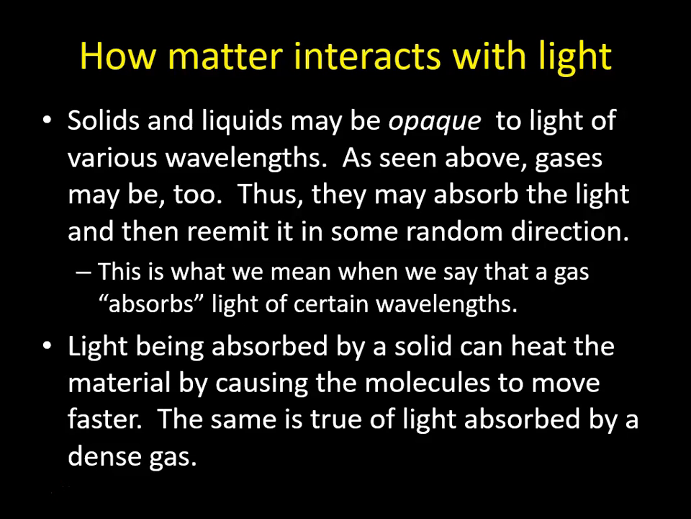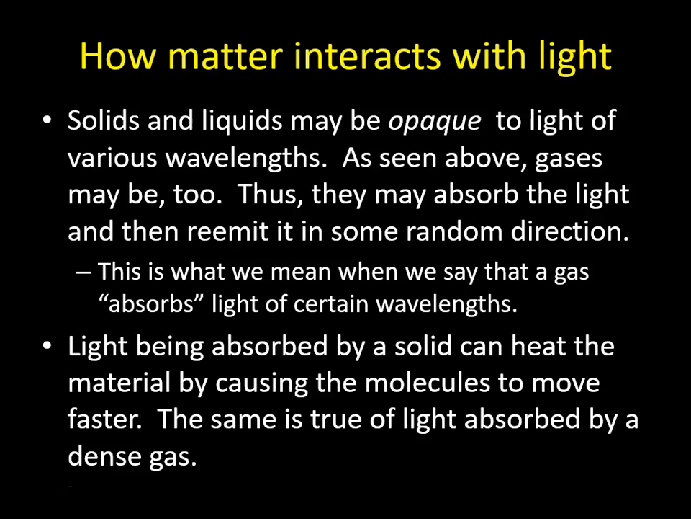Now, how does matter interact with light? Usually we think of solids and liquids as being relatively opaque to light of various wavelengths. Sure, there are certain wavelength bands where light is able to pass through solids and liquids, depending on what kind of solid or liquid you're dealing with. We're familiar with glass, quartz, etc. And even gases can sometimes be opaque, or at least translucent. Think of chlorine gas. Dense chlorine gas is a bit greenish.